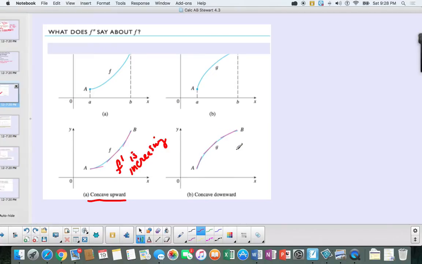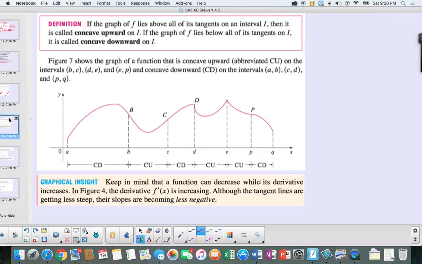All the slopes here are also positive, but they're getting less and less positive, so we say the first derivative is decreasing, and when that happens, the curvature is what we call concave down. So by definition, if the tangent lines are above the curve, we say concave down. If the tangent lines are below the curve, we say concave up.